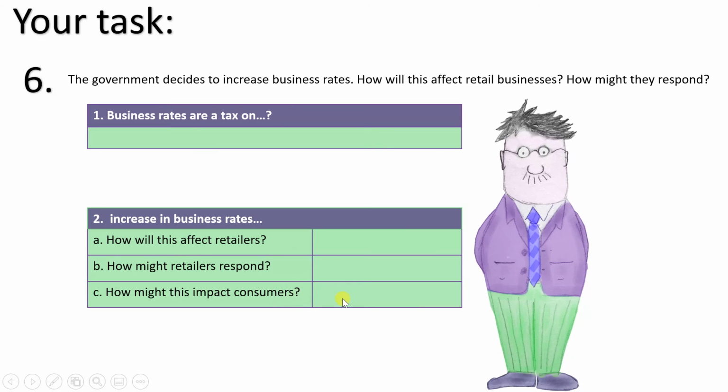If retailers pass on the cost, what are they going to do? What are consumers going to do? If retailers say, nope, I'm keeping the price as it is because I'm worried about competition, what might consumers do? So you've got 2 parts of the answer there to complete.